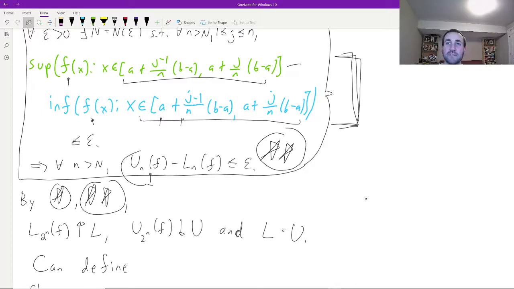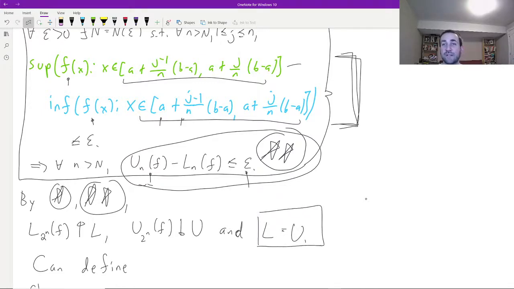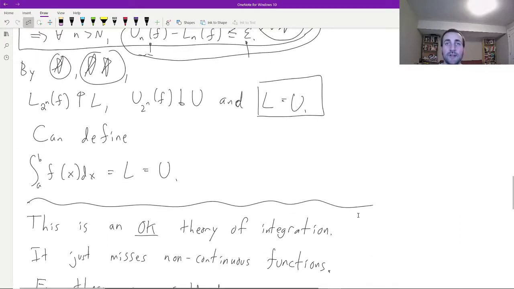And then by double star, the difference, U minus L, has to be less than epsilon for every epsilon greater than 0. So that means actually they have to be really the same. So what am I going to do? I'm going to do the obvious thing. I'm going to define the integral of f from a to b to just be this common limiting value, L or U. Okay. So that was a very informal introduction to integration theory.